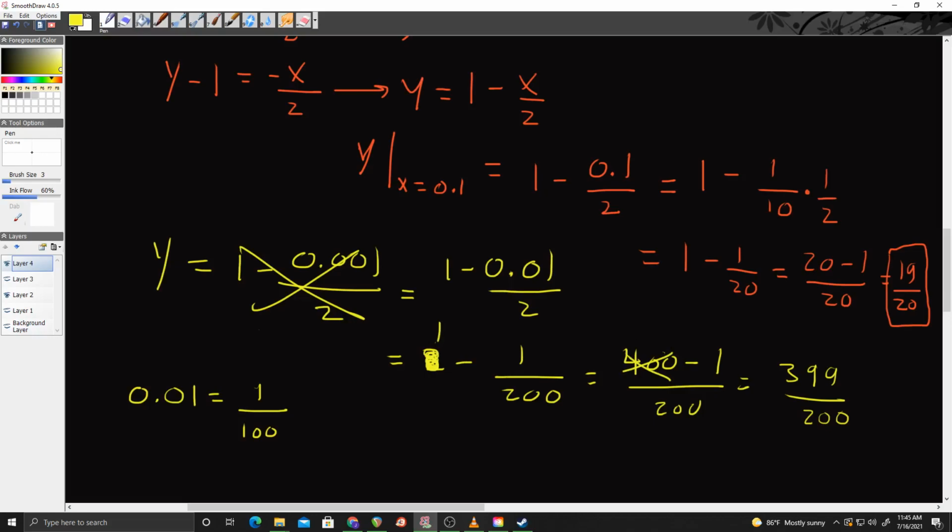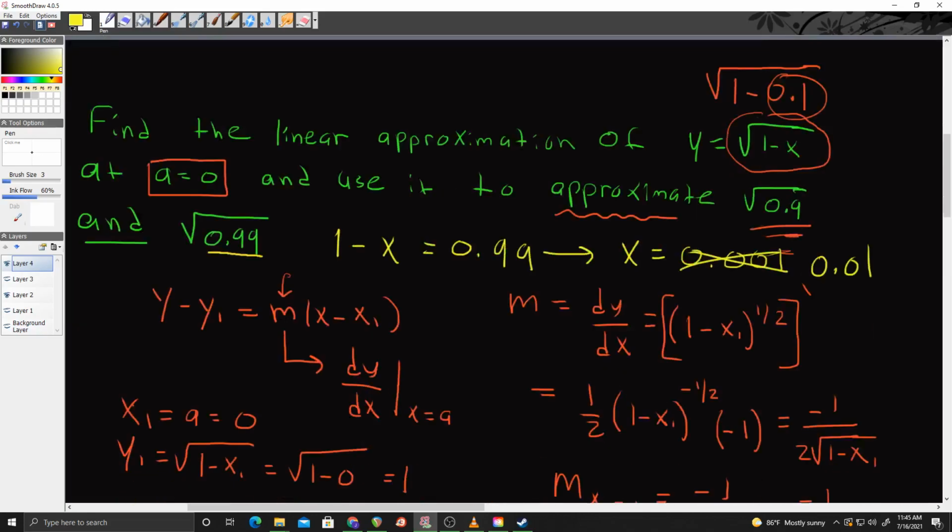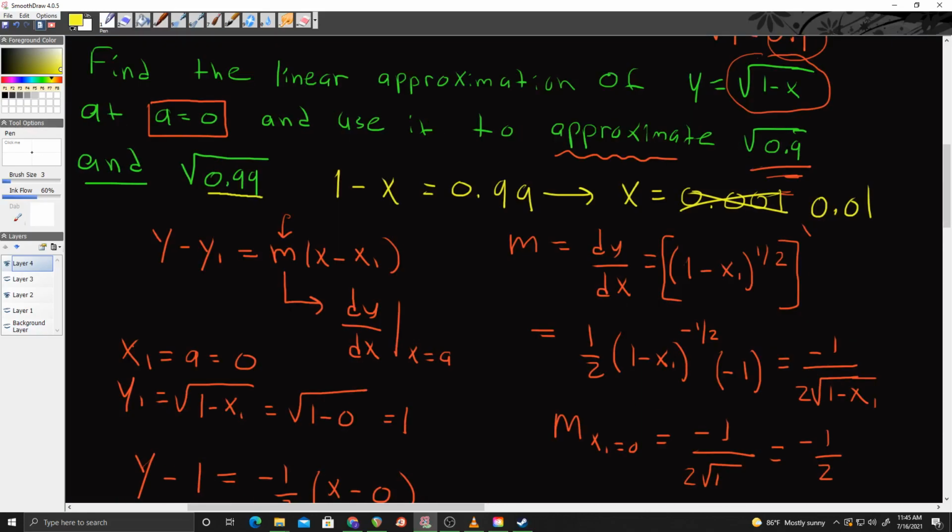So this is going to be 1 minus 1 over 200, which is 200 minus 1 over 200, and that's going to give us 199 over 200. Sorry about the little arithmetic mistake there. But there we go. 199 over 200 is going to be the linear approximation to the square root of 0.99.